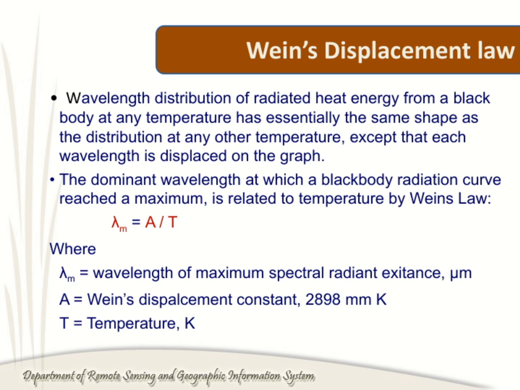Wien's law states that the dominant wavelength, or the wavelength at which the blackbody radiates the most energy, is inversely proportional to the temperature. The formula is λ equals A divided by T, where λ is the wavelength of maximum spectral radiant excitance in micrometers, A is Wien's displacement constant, which is 2898 micrometer Kelvin, and T is the temperature in Kelvin. This law is crucial because it links the color or wavelength of radiation to temperature, helping us understand how objects emit heat at different temperatures. It ties directly into our overall theme of thermal radiation and how temperature influences the energy distribution of blackbody radiation.